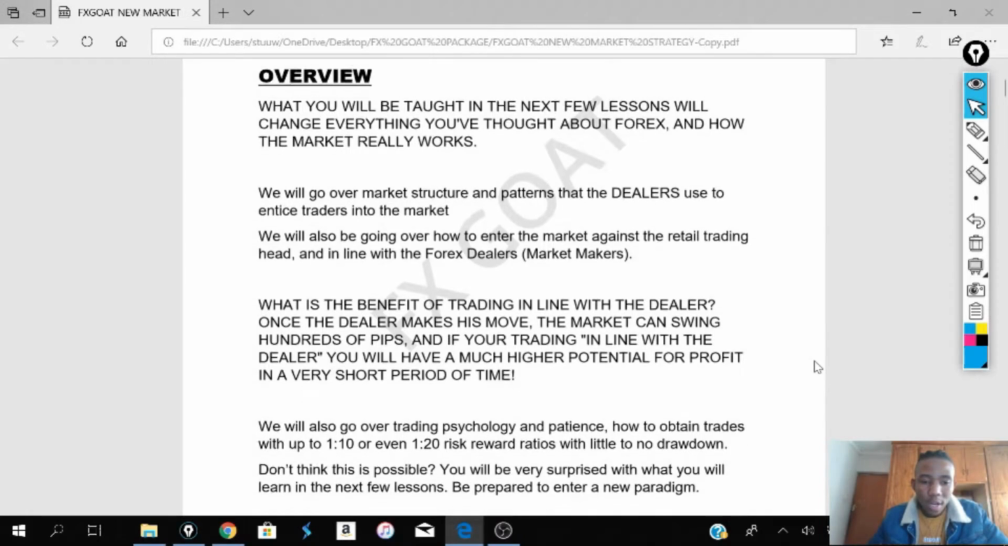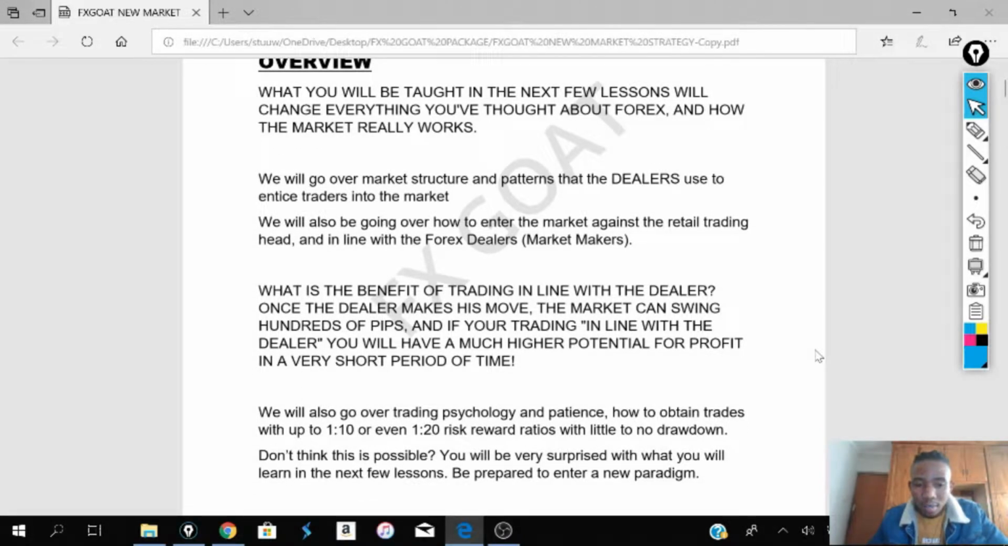Now, what is the benefit of trading in line with the dealer? Once the dealer makes his move, the market can swing hundreds of pips, and if you're trading in line with the dealer, you'll have much higher potential for profit in a very short period of time. As I showed you in the previous example, every time we have a sell, we make sure that we enter that sell up until its end. And every time we have a buy, we enter that buy up until its end. Hence, I'm seeing a high potential for profit in a very short period of time.